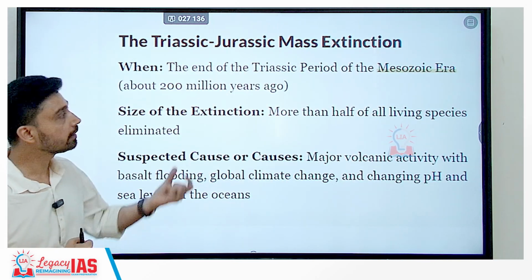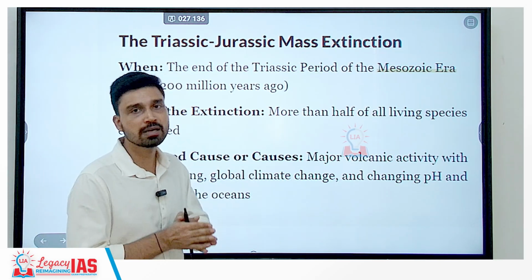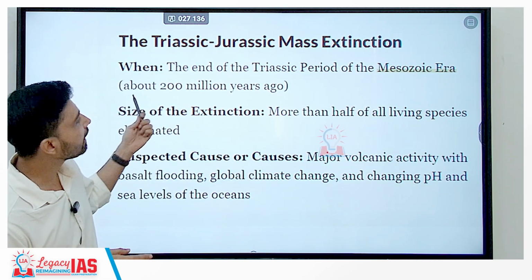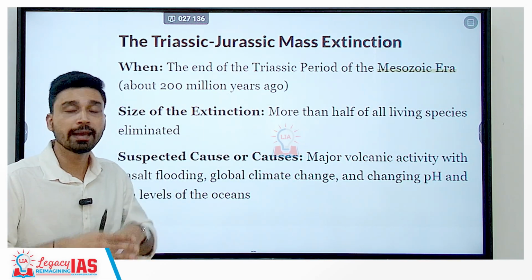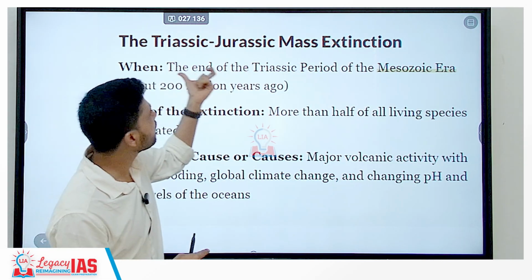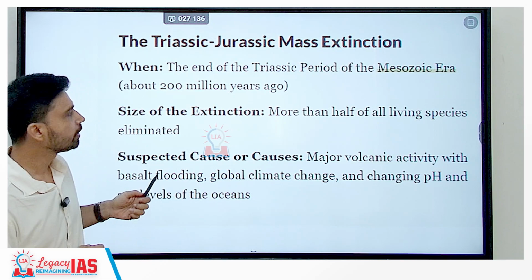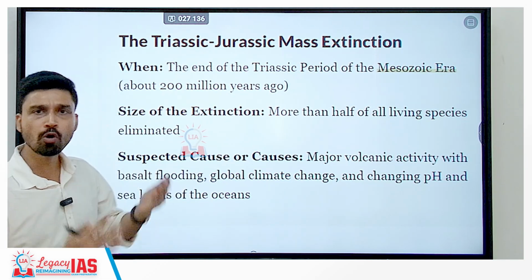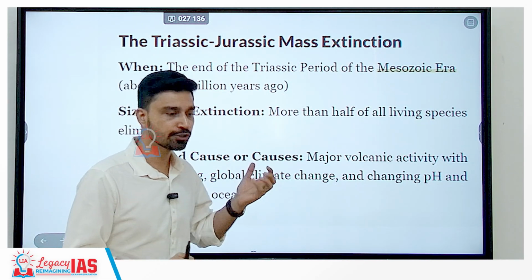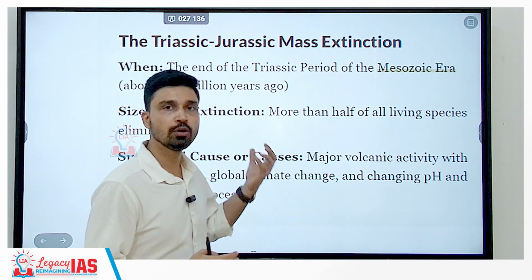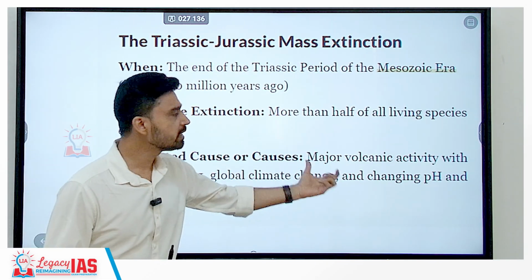And thus it is in the Mesozoic era we observe the fourth mass extinction event, which happened at the end of the Triassic period, somewhere about 200 million years ago, and that is why we also refer to it as the Triassic-Jurassic mass extinction. The scale of this extinction event was such that more than 50% of all living species were eliminated. So obviously the extent of this extinction event is lower than the last event. Now the suspected cause of this event is believed to be, again, the same.